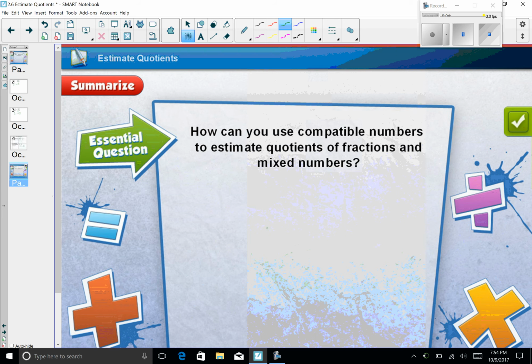You're going to copy down the essential question. There is no test prep question for today, so you can skip that part. The essential question for today, how can you use compatible numbers to estimate quotients of fractions and mixed numbers? Remember, you need to write this in paragraph form using complete sentences. I look forward to discussing this with you in class.